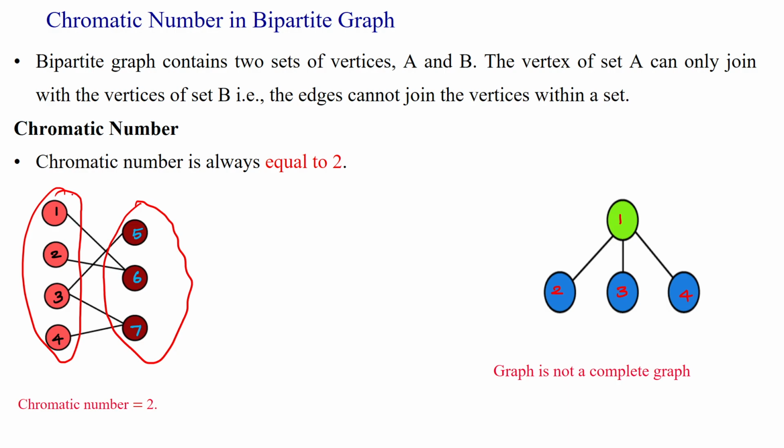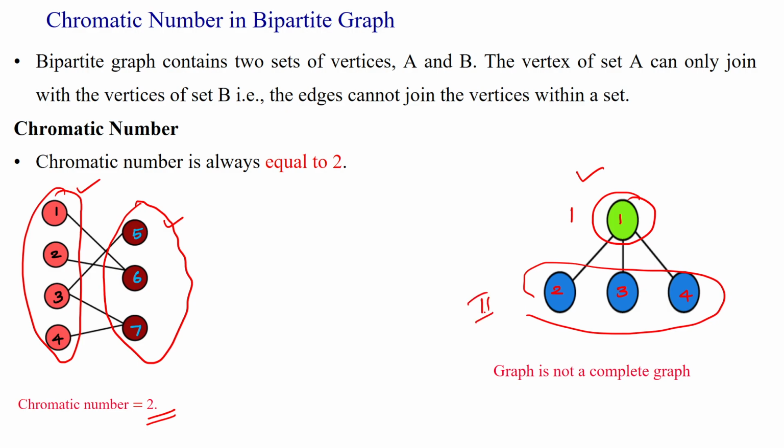So now you look at that, this is one set, so we can apply a single color. This is another set, we can apply a different color. So here the chromatic number will be 2, that is, the minimum number of colors needed is 2. And this is also a bipartite graph, this is one set, this is another set. Set 1 has green color, set 2 has blue color. This is also a bipartite graph, but it is not a complete graph, because in a complete graph all the vertices should have edges, all the vertices should be connected with the other vertices in the given graph.